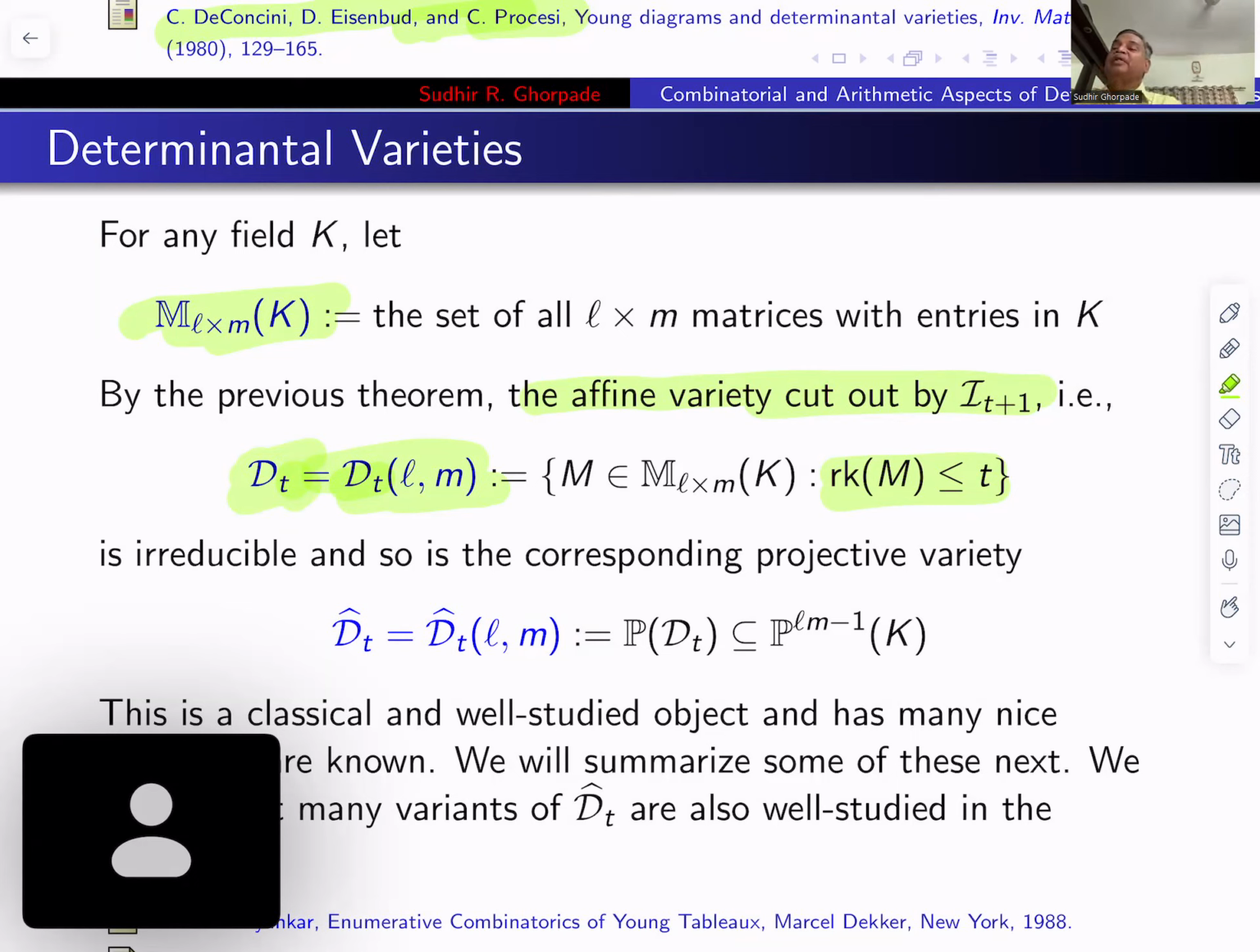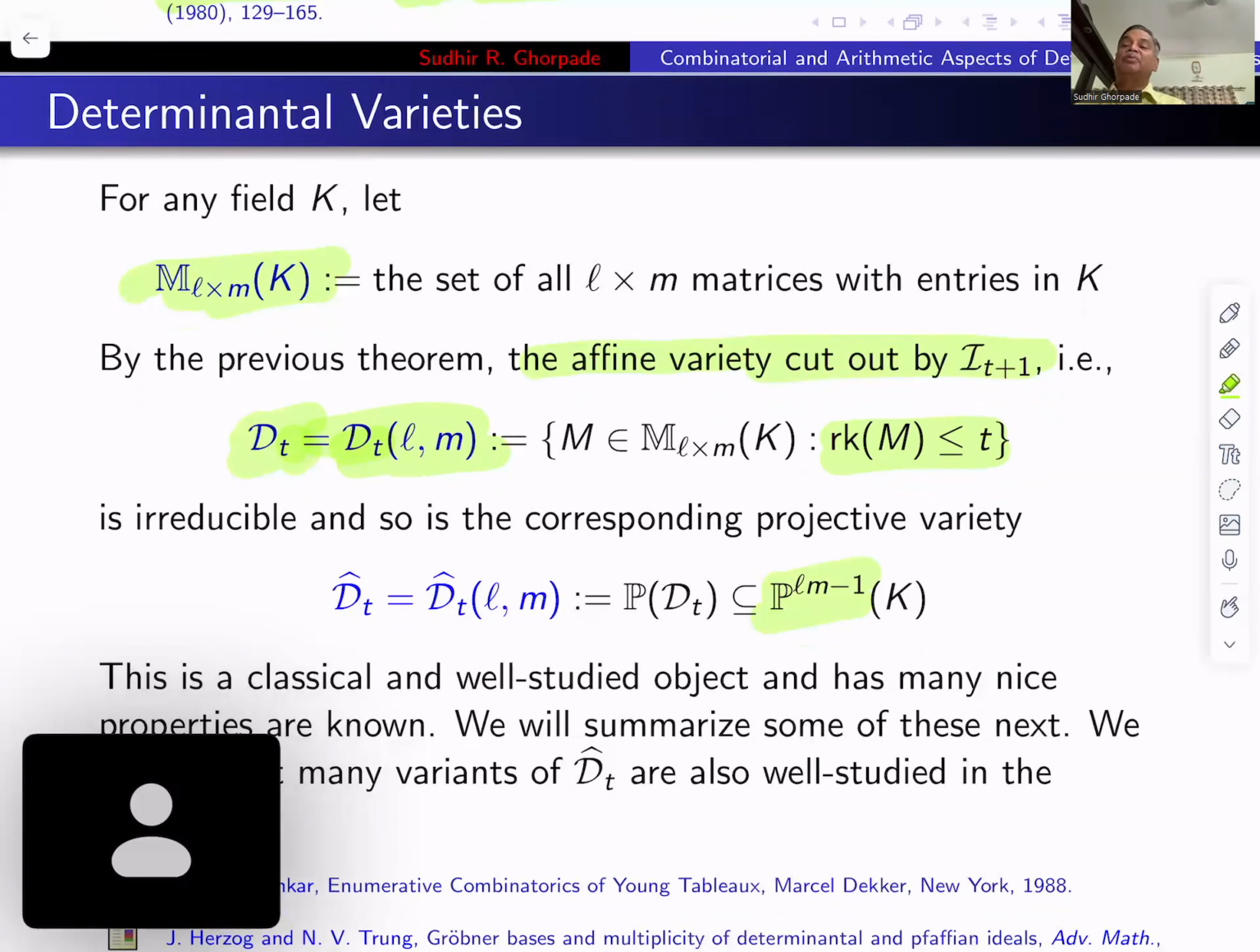But as I remarked already, this ideal is a homogeneous ideal, so I don't have to look in the affine space of dimension LM. I could also look in the projective space of dimension LM minus 1, where I look at LM-tuples, excluding the zero tuple, and up to proportionality. And this homogeneous ideal will define a projective algebraic variety. I will use the symbol hat to indicate the corresponding projective algebraic variety. So I'll use D̂_t, or more elaborately D̂_t(L,M), to denote the corresponding projective algebraic variety.